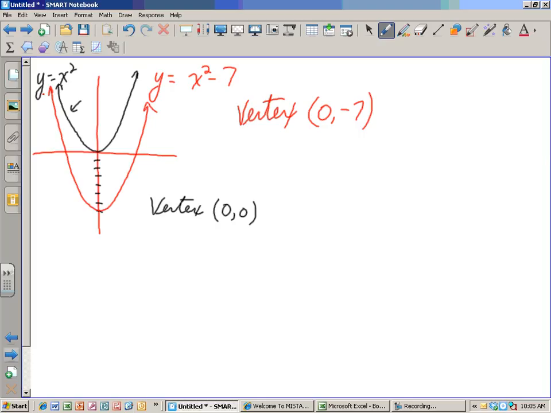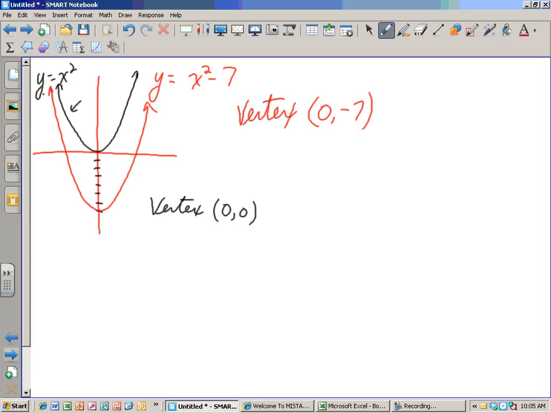If they ask you what the vertex is, you're just going to show that position where it changes direction.